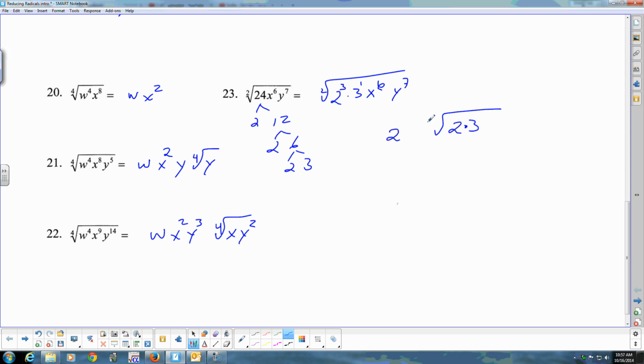2 goes into 6 3 times. 2 goes into 7 3 times, with 1 left over. It's a square root, so it's optional if you write it. And you guys can leave your answer like that, or you could write your answer like this. So you could actually multiply those out. I'll take it either way.